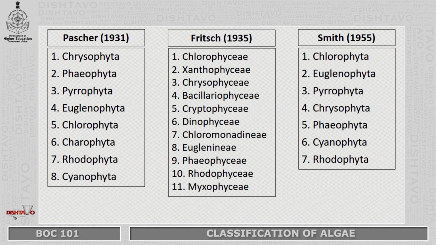Pasteur gave about 8 divisions, he divided algae into 8 divisions, whereas Smith followed a similar way, but what he did, he merged chlorophyta and charophyta into one group, that is chlorophyta. Whereas Frist gave about 11 divisions, or he said it is classes rather than divisions.